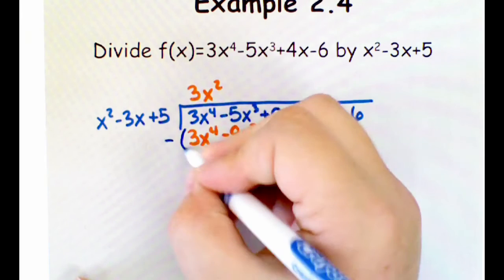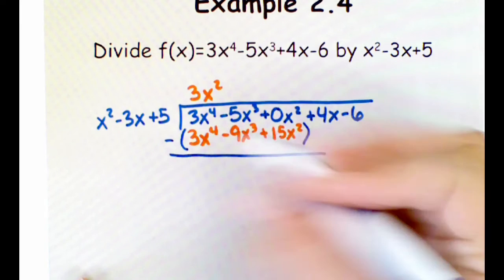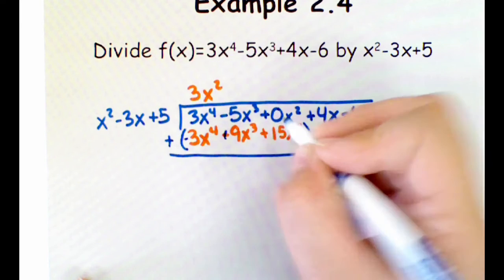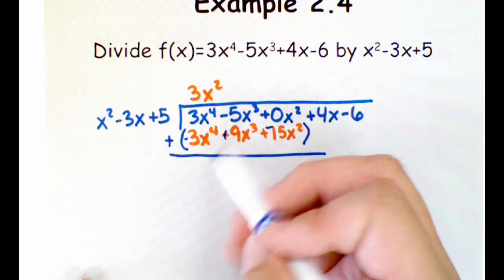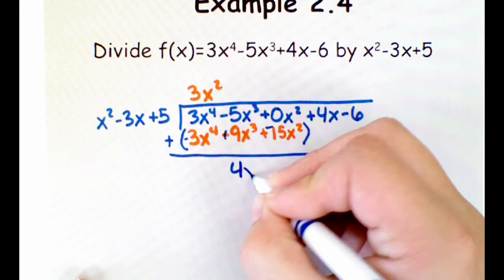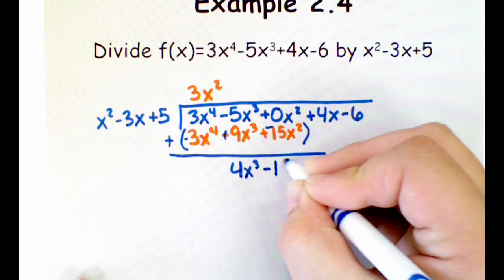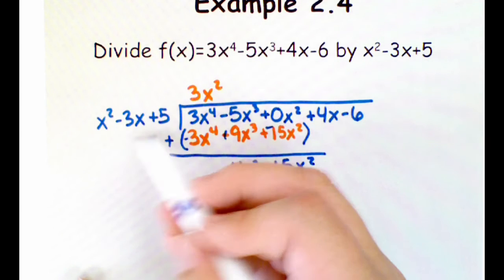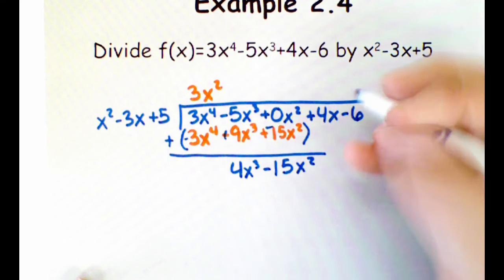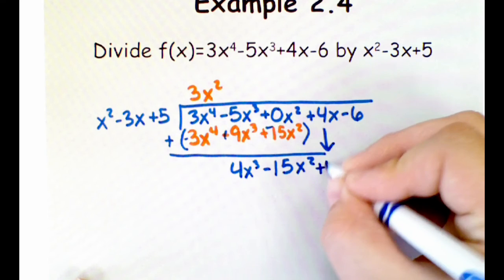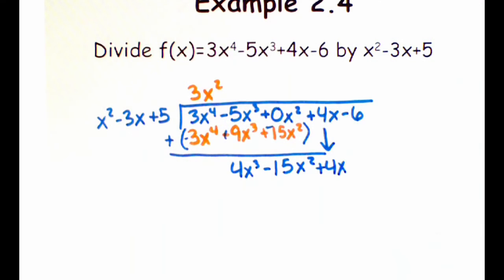I will subtract. And let's distribute that because it makes my life easier. I have a 0. I have positive 4x cubed minus 15x squared. I have 3 terms in my divisor, so I need 3 terms to be working with over here. So I'll add the 4x now.